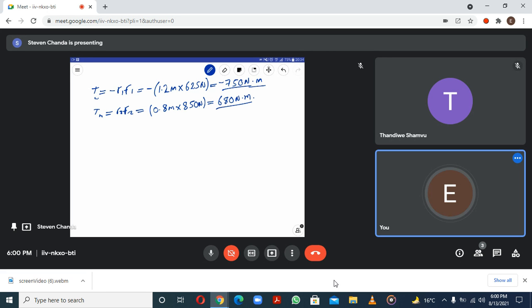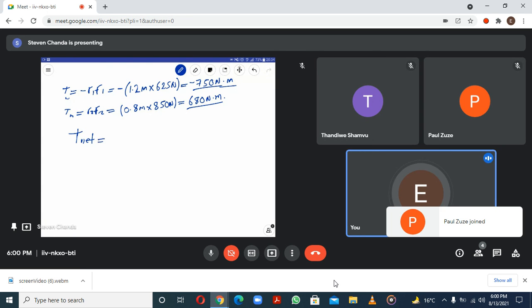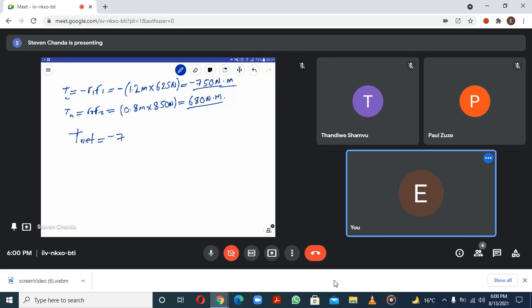Okay, so we found that. Then what's net? Net is simply adding these two. So the net torque is going to be, so we're adding. I'm sure from this example we've seen just how important it is to get the signs accurate. That's something important there.